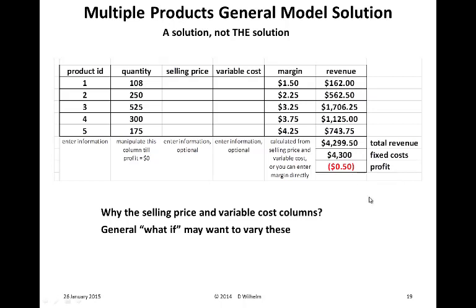Now, why do I include the selling price and variable costs since I've just been using the margin? Because maybe you want to manipulate the selling price and variable costs. Certainly if you increase the selling price, the quantities needed will go down. And if you decrease the selling price, the quantities will go up. So once again, this may have to partner with marketing research to see what's feasible in the market. Notice my solution is a solution, not the solution.